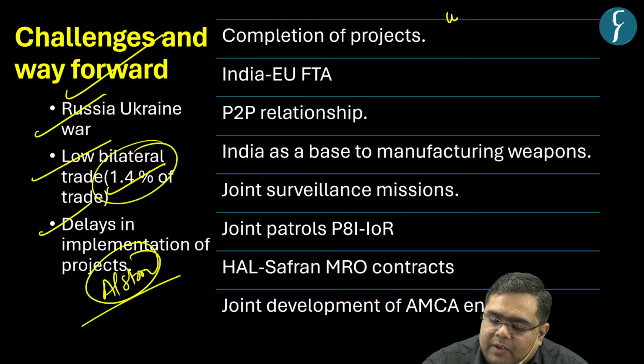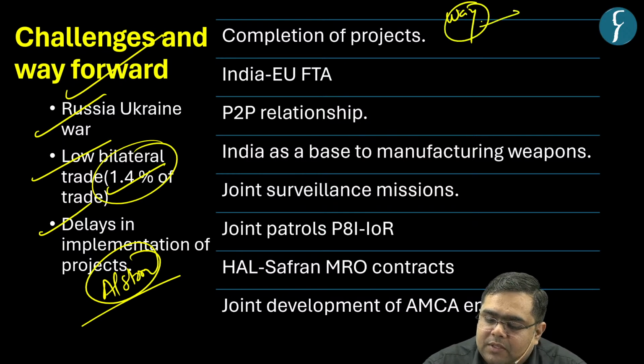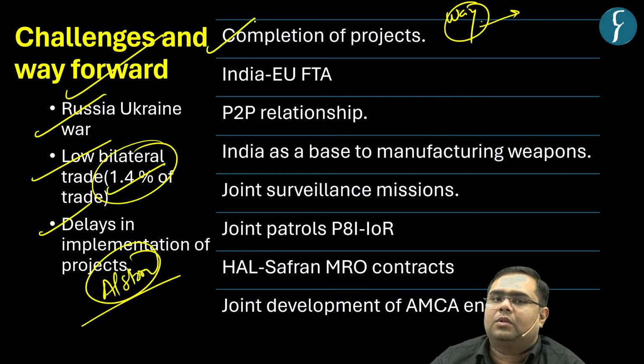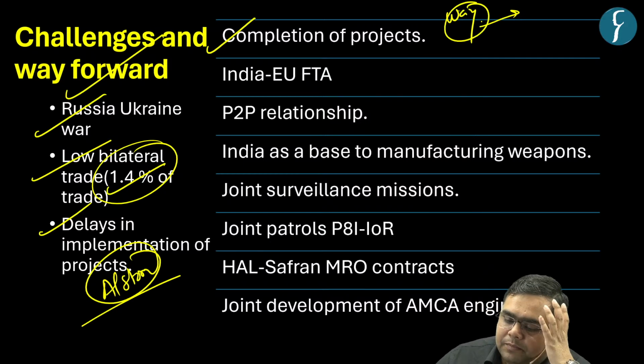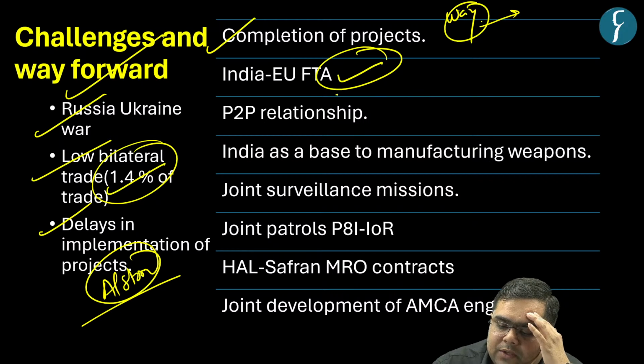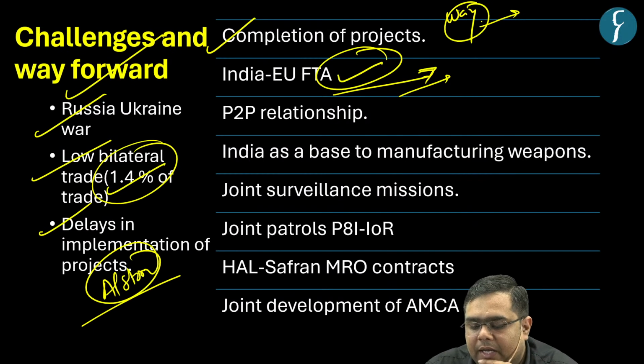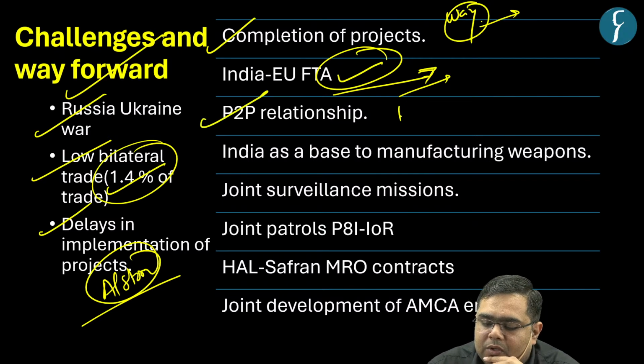So what could be the way forward? Obviously, the way forward emanates from the problems that are highlighted. First, both countries should show diligence with respect to the completion of projects. India should, as soon as possible, sign the India-EU FTA, right? The free trade agreement again would go a long way in rekindling or re-establishing the relationship. Then again we should focus on P2P, that is people-to-people relationships.